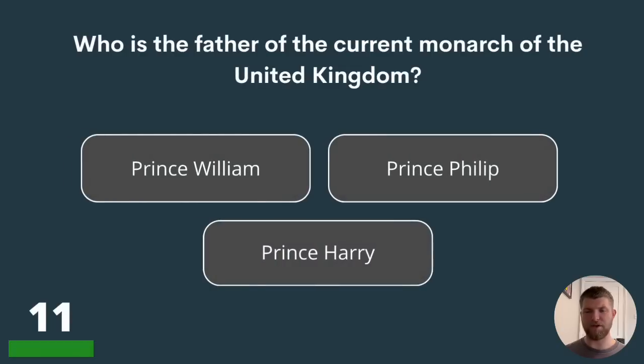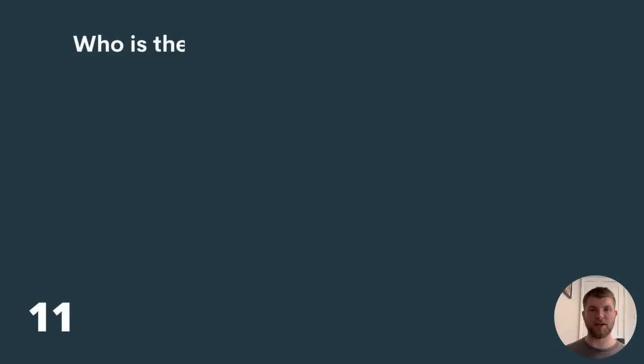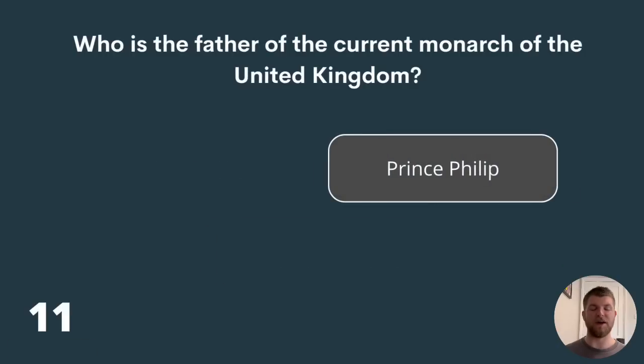Who is the father of the current monarch of the United Kingdom? Prince William, Prince Philip, or Prince Harry? Well, the current monarch is King Charles, his father, Prince Philip.